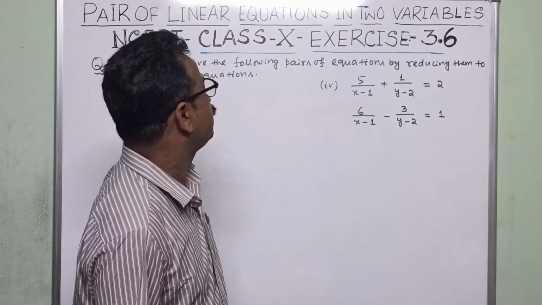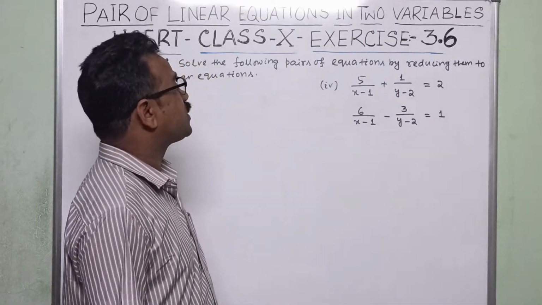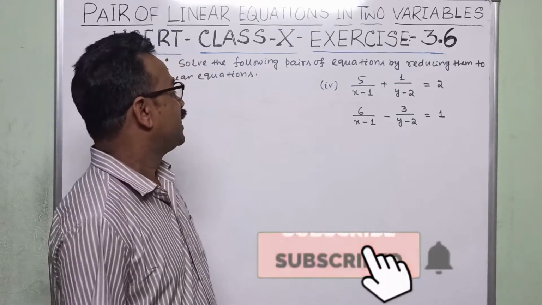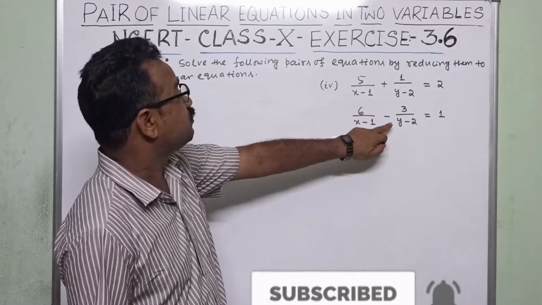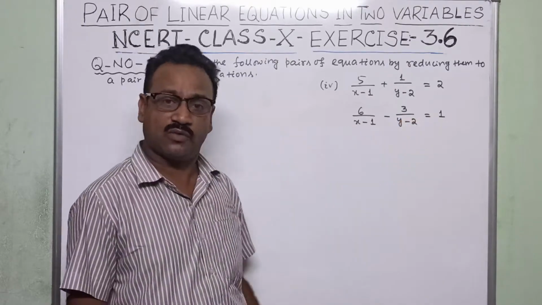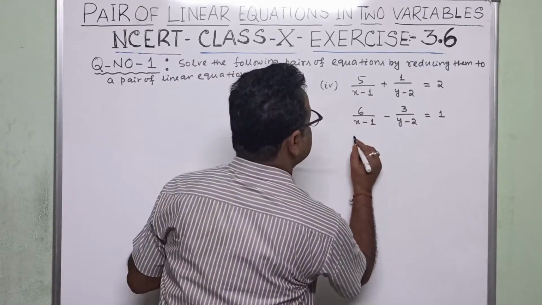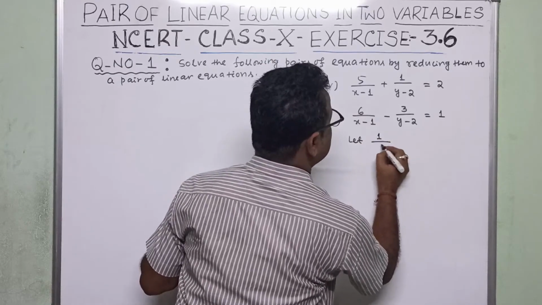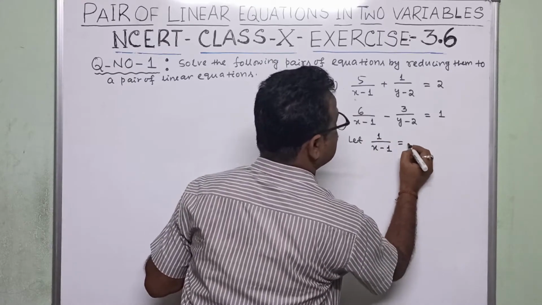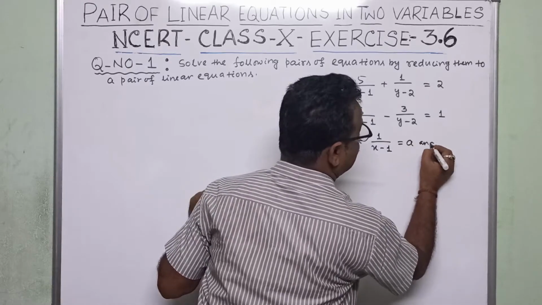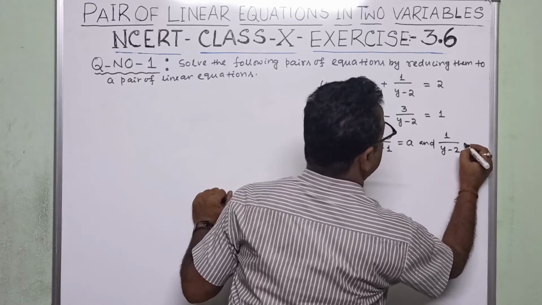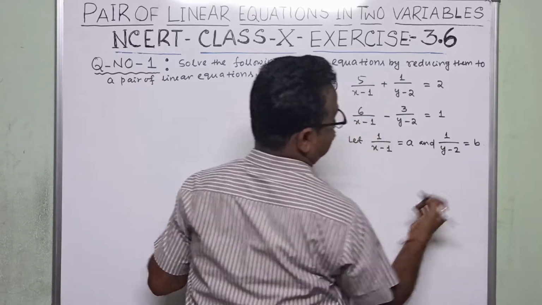Move on to bit 4. 5 by x minus 1 plus 1 by y minus 2 is equal to 2. And 6 by x minus 1 minus 3 by y minus 2 is equal to 1. So here let 1 by x minus 1 is equal to a and 1 by y minus 2 is equal to b.